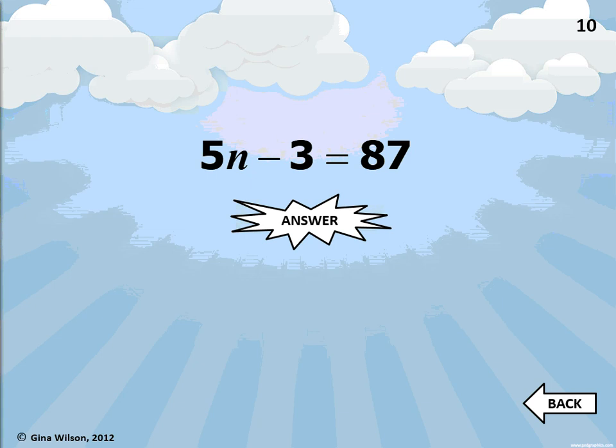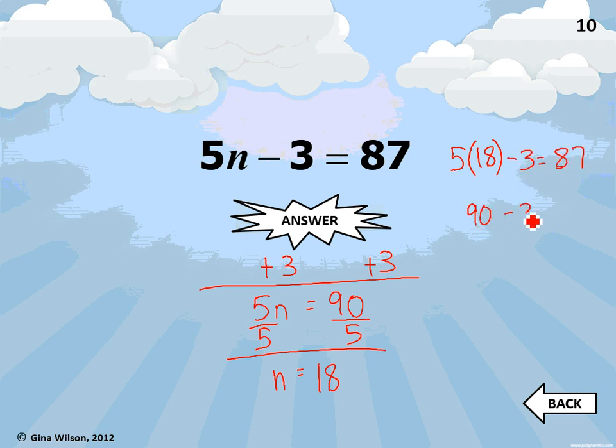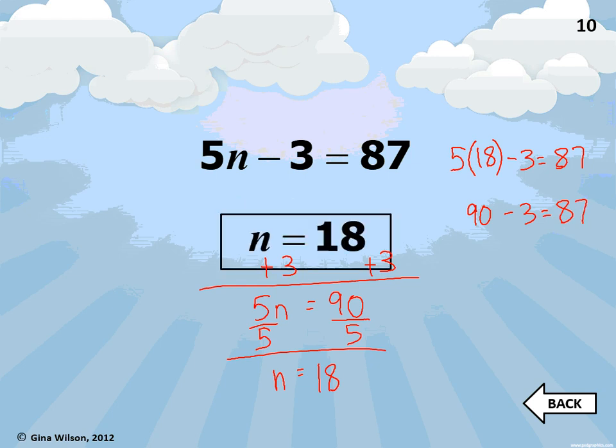Next problem. 5n minus 3 equals 87. We're going to add 3 to both sides. That gives us 5n is equal to 90. We're now going to divide by 5. That gives us n equals 18. 5 times 18 is 50 plus 40, which is 90, minus 3, which is 87. So we know 18 is the correct answer.